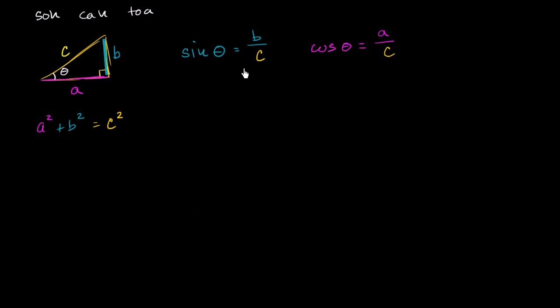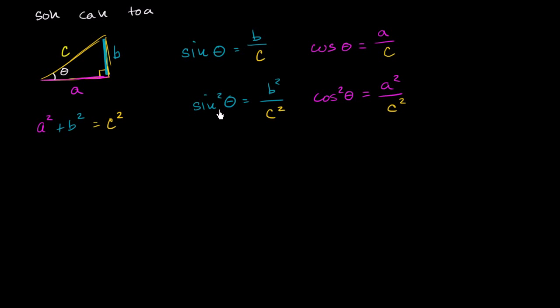Now, how could I relate these things? Well, it seems like if I square sine of theta, then I'm going to have sine squared theta is equal to b squared over c squared, and cosine squared theta is going to be a squared over c squared. It seems like I might be able to add them to get something that's pretty close to a Pythagorean theorem here. So let's try that out. So sine squared theta is equal to b squared over c squared. I just squared both sides. Cosine squared theta is equal to a squared over c squared.